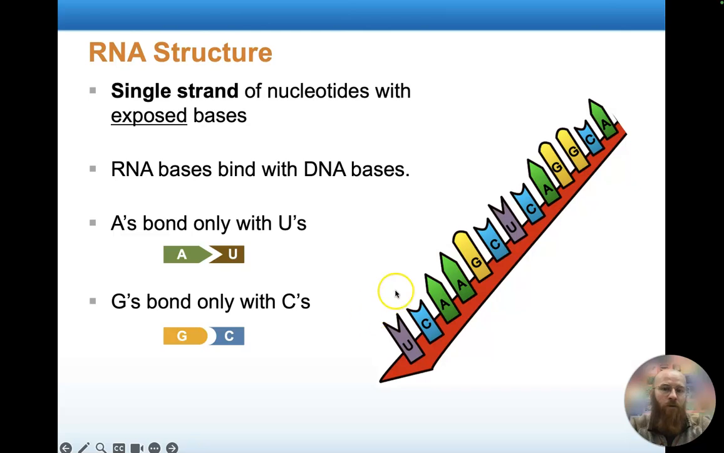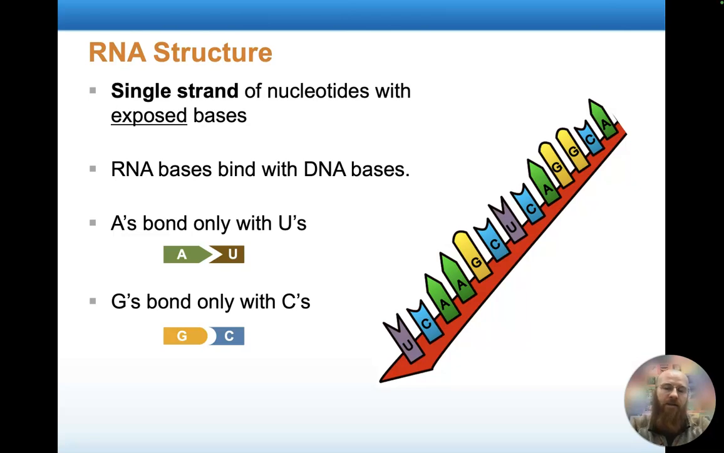They're accessible, they're exposed. RNA bases are able to bind with existing DNA bases, right? So that means that we're still going to apply these base pairing rules. The only difference is that RNA doesn't use the nitrogenous base thymine. There are no T's when it comes to RNA.